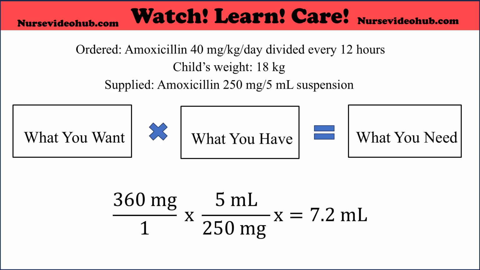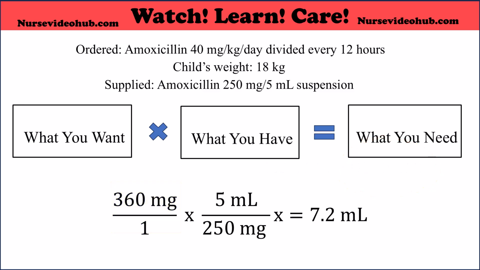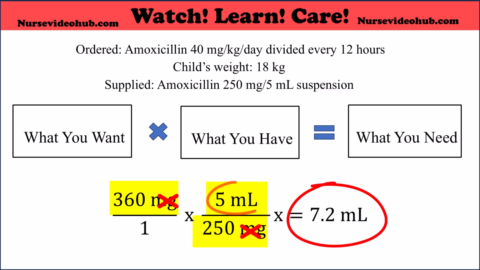Set up the problem with the calculated dose. Write out the prescribed dose as a fraction, 360 milligrams over 1. Then write the available medication in a fraction with the units set up so they cancel out, 5 milliliters over 250 milligrams. You calculate the answer by multiplying across. 360 times 5 divided by 250 equals 7.2. The milligrams canceled out, leaving you with milliliters. You would administer 7.2 milliliters of the amoxicillin oral suspension.